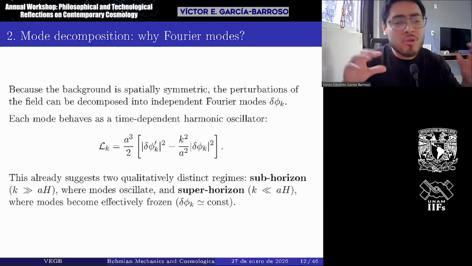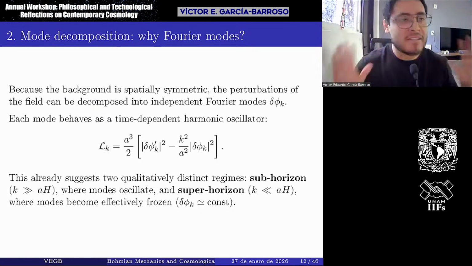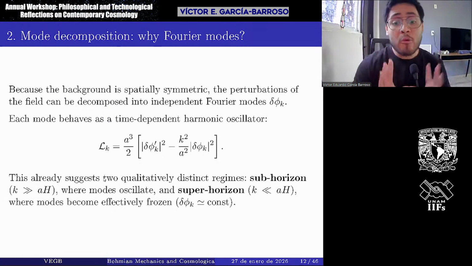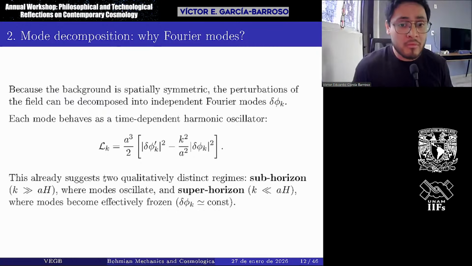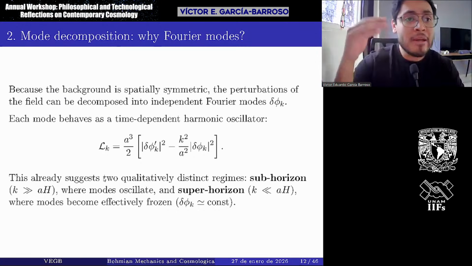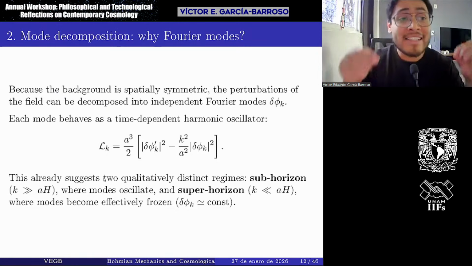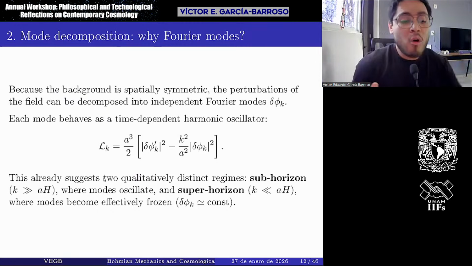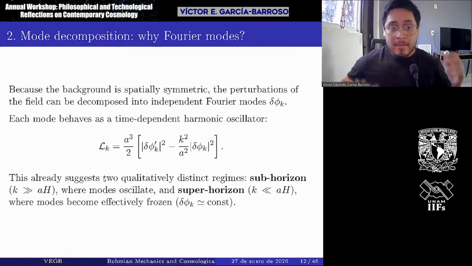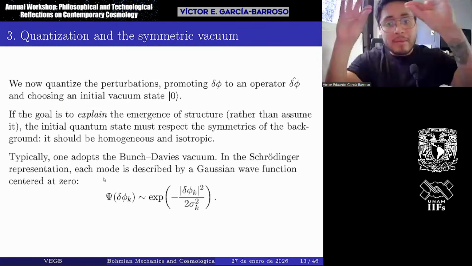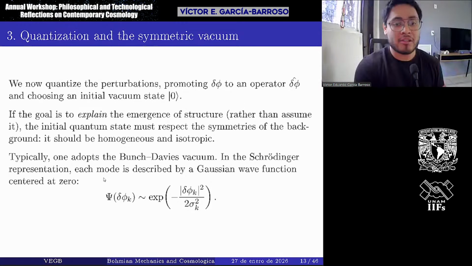Think of each mode as a simple harmonic oscillator. And we have two regimes here. When the wavelength is small, the subhorizon, the mode oscillates. And when the wavelength gets stretched by inflation, the superhorizon, the mode freezes and becomes constant. So now we can turn these perturbations into quantum operators.